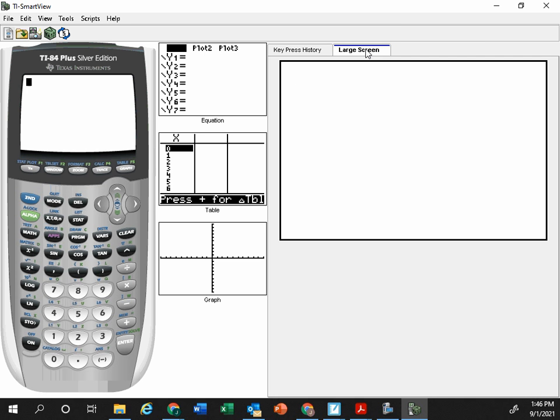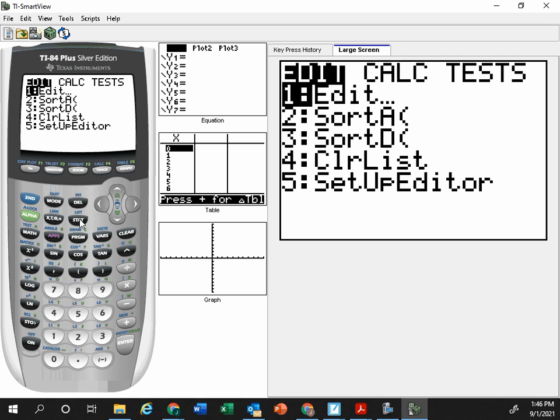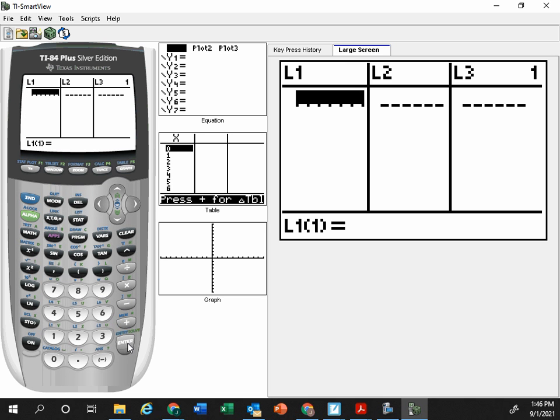All right, so we are going to put the ages into a list. You guys remember how to do that? How do we put things in a list? Stat, good start. Edit, nice. And then you just put them in list one. So it was 61.